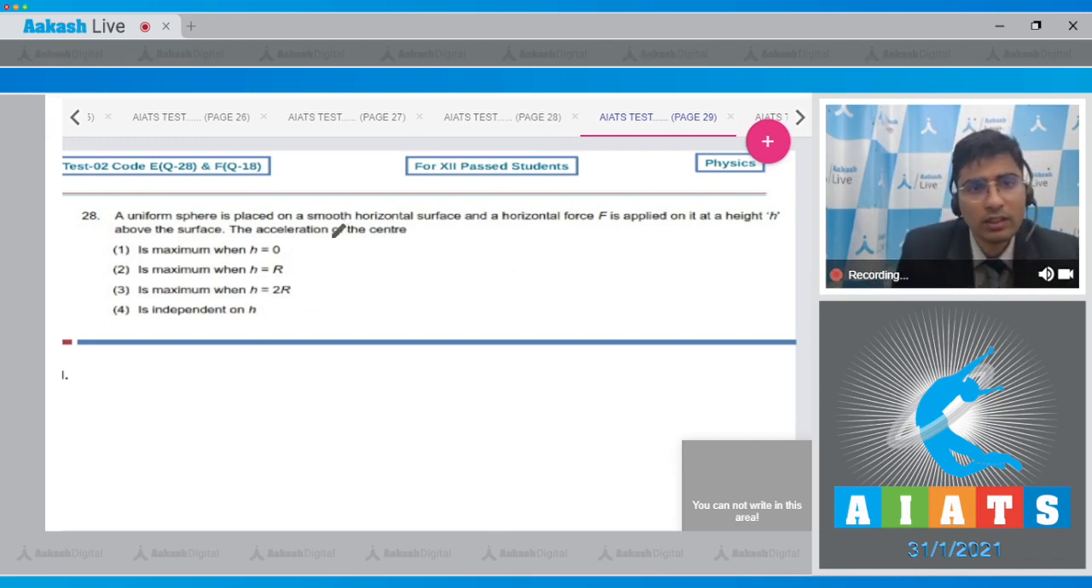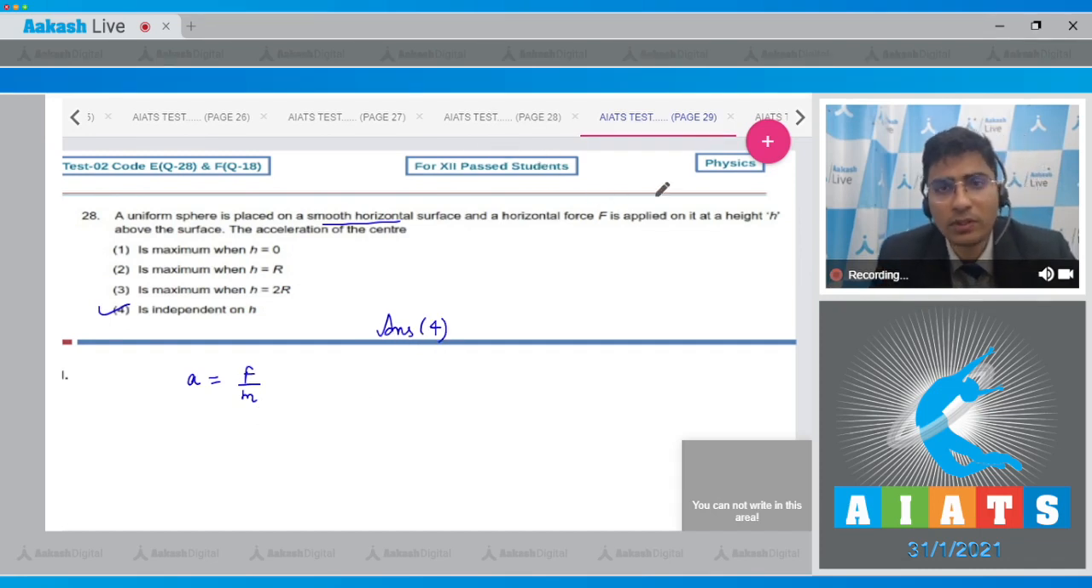Now, dear student, it is given that the surface is smooth, that is, there is no friction. So the acceleration of center of mass or the center will be simply F by m. We can clearly see that it is independent of h, and hence for this question the correct answer clearly is option 4. Now moving on to question 29.